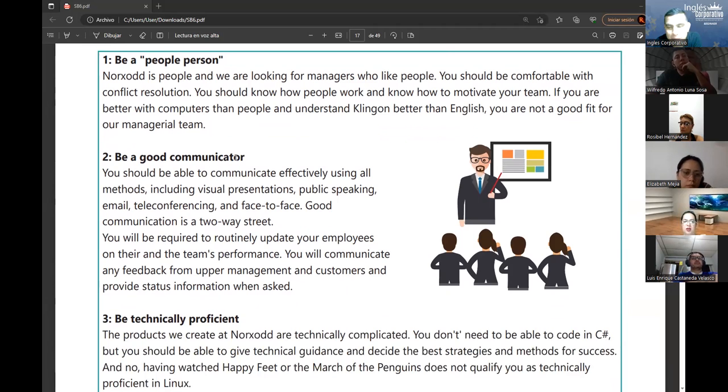Be a good communicator. You should be able to communicate effectively using all methods, including visual presentation, public speaking, emails, teleconferencing, and face-to-face. Good communication is a two-way street. You will be required to routinely update your employees on their and the team's performance. You will communicate any feedback from upper management and customers and provide status information when asked.